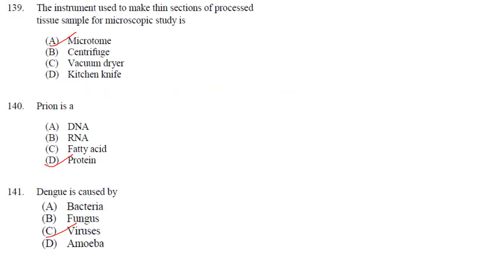Next one, the instrument used to make thin section of processed tissue sample for microscopic study is a microtome. Answer is option A. Then prion. Prion is a protein. Answer is option D. Then dengue is caused by. Dengue is a viral infection transmitted to humans through the bite of infected mosquito, usually Aedes aegypti or Aedes albopictus. So it is a viral disease. Answer is option C.